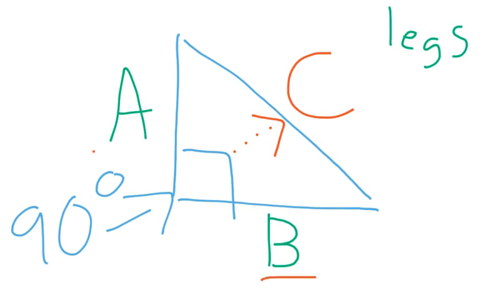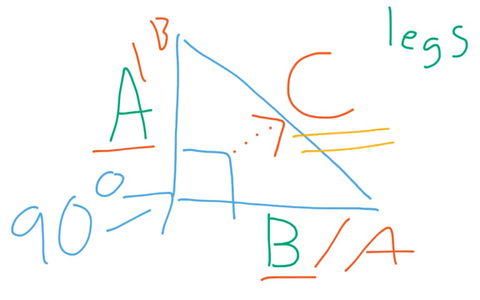Now, sides A and B, they can be interchanged. You can switch those. So, for instance, this one, you could call it B or you could call it A. And same thing over here. But the one that is across from that perfect corner, from that right angle, that is always considered C, no matter what. That one is always C. So, just to recap, A and B can be switched around, but C always has to be the one that's across from that perfect corner.